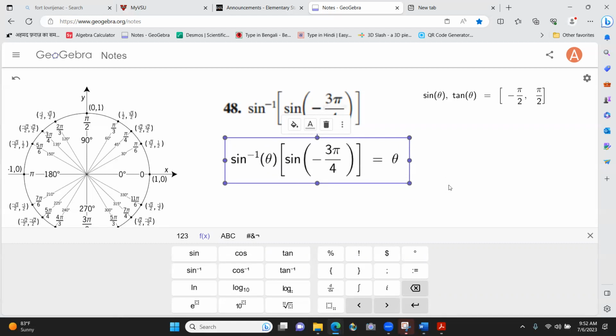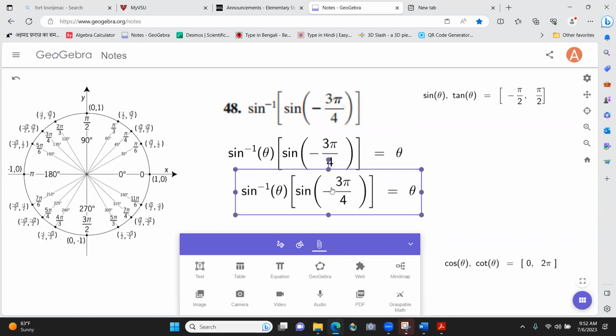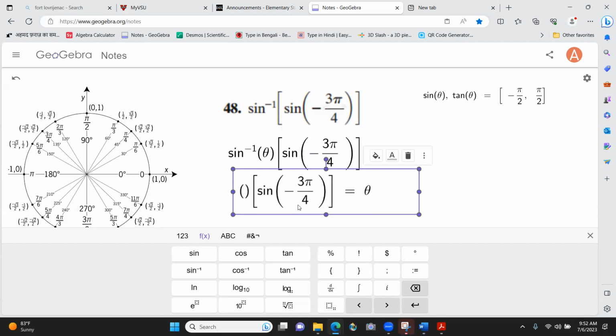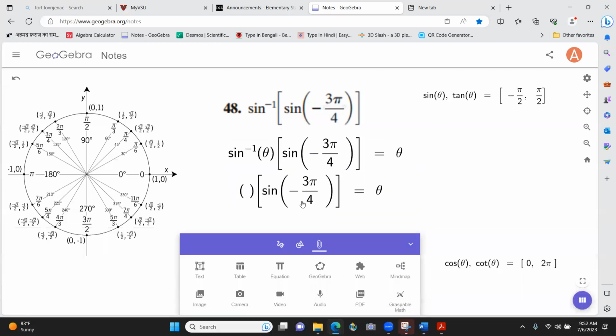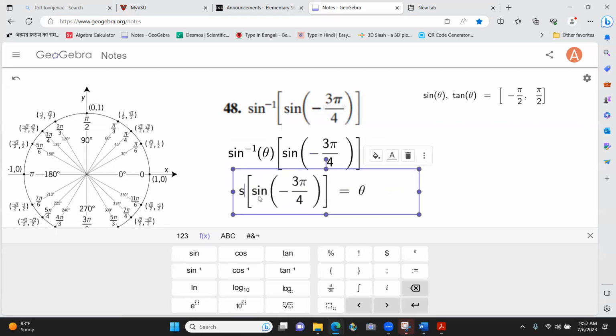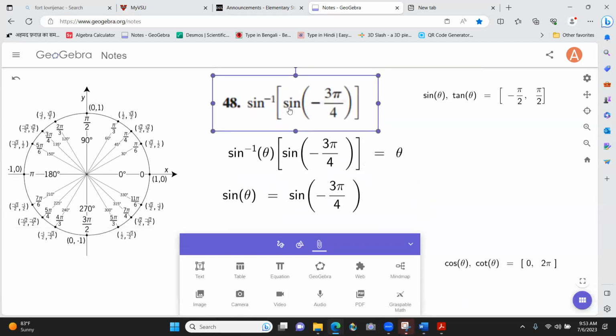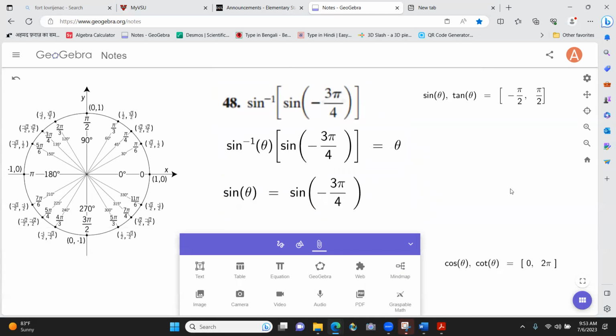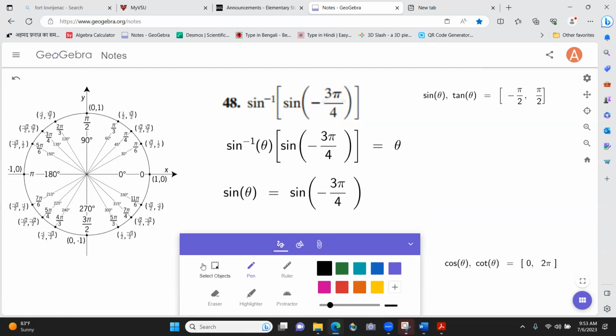So far so good. Now I am going to take this and, using the definition of inverse function, I can easily say sine theta equals this mess. Now the question is, I cannot say theta is negative 3 pi over 4. You can say that, but it's in the wrong range. Negative 3 pi over 4 is this. How do I know?